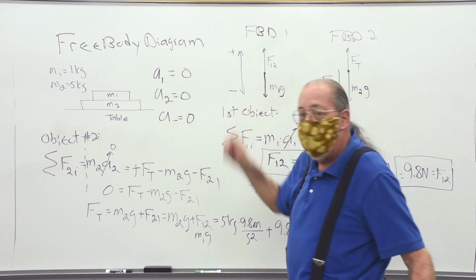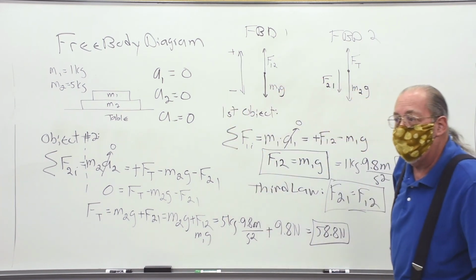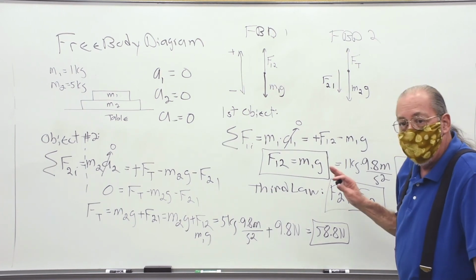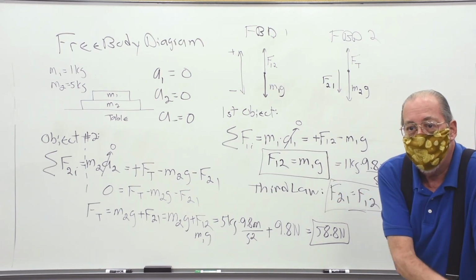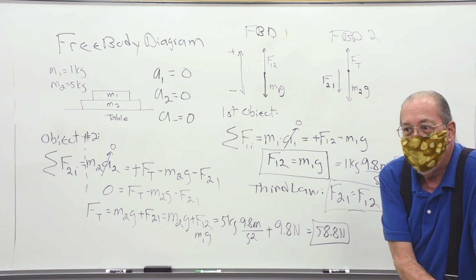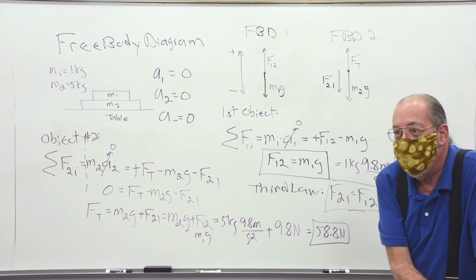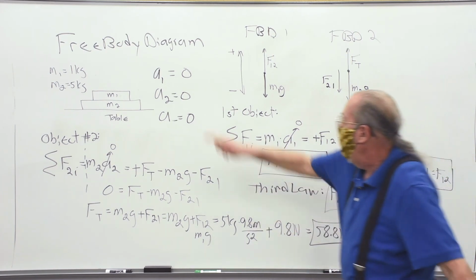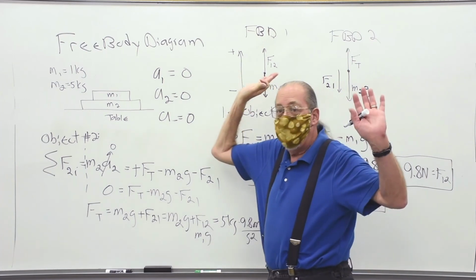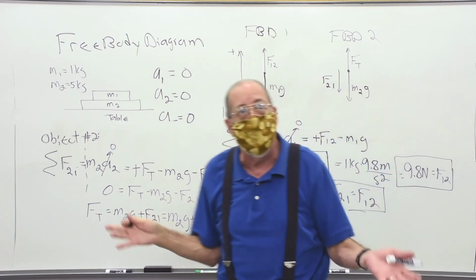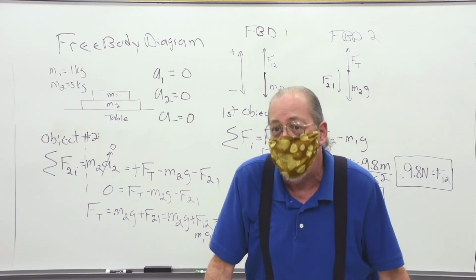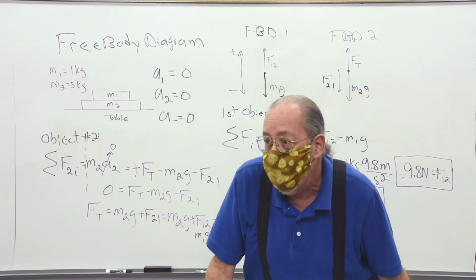Now, what would happen if this were in an elevator? How would this whole problem change if I said this is in an elevator moving up at constant velocity? It wouldn't change. Why? All of these would still be 0. The elevator could be moving up at 100 miles an hour. It doesn't change. But what if the elevator accelerates upwards?